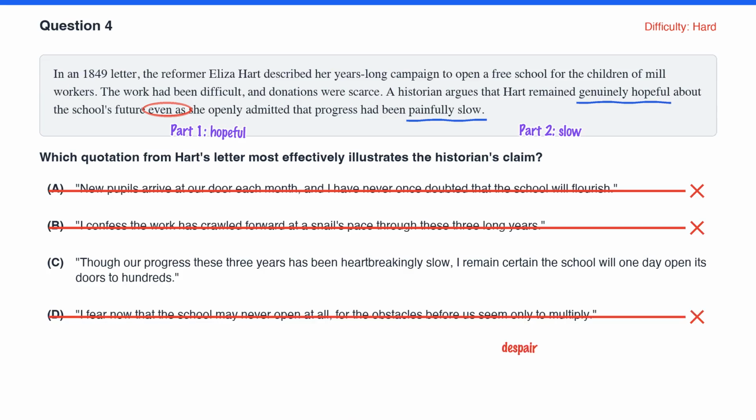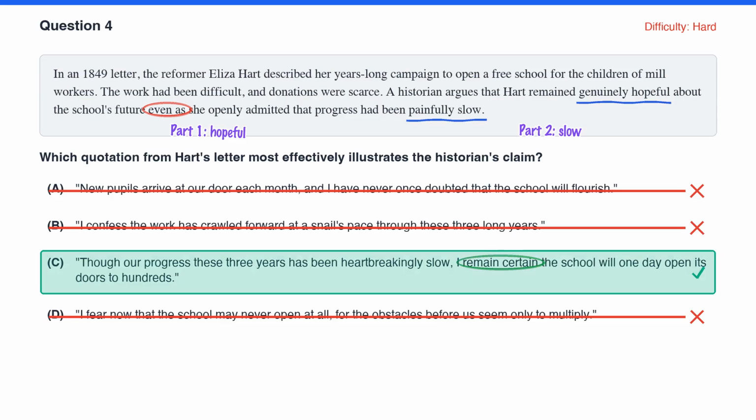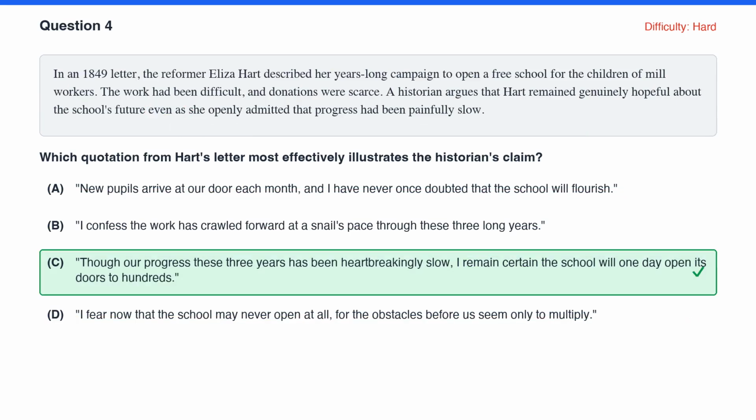Away it goes. C. Though progress has been heartbreakingly slow, she remains certain the school will one day serve hundreds, slow and hopeful together. C is it. C is right, because it holds both halves the claim demands, slow progress and steady hope. A and B each delivered just one half, and D took the hopeful half and flipped it into despair. That's the classic two-part claim trap.